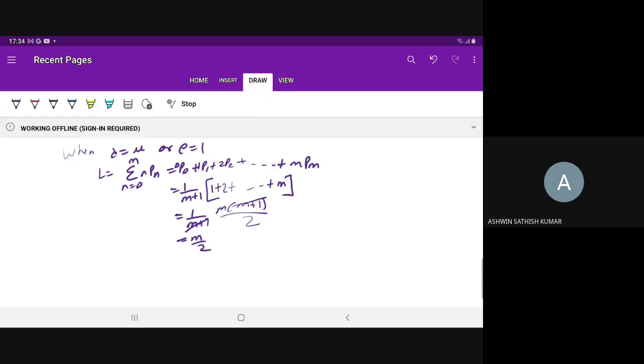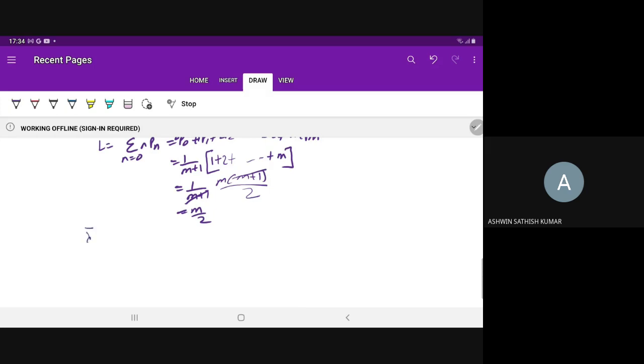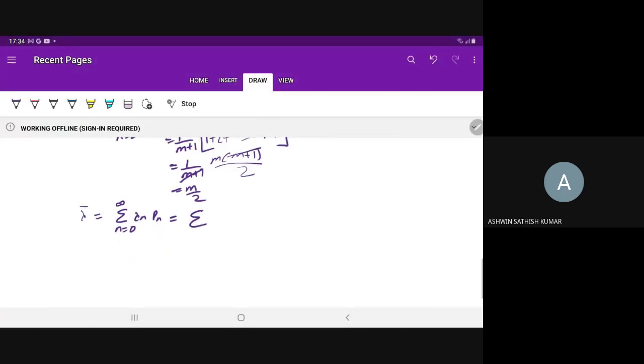Clear? Now if you have to compute the lambda bar, what is lambda bar? Summation n is equal to 0 to infinity lambda n into Pn. This is the general formula, but we have seen lambda m plus 1, lambda m plus 2 are all 0. So this will become summation n is equal to 0 to m minus 1 of lambda n Pn. That can be written as summation n is equal to 0 to m minus 1, where all the lambdas, as we saw in the start, are lambda.